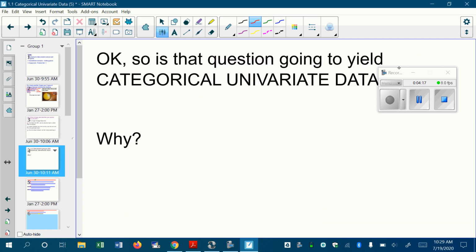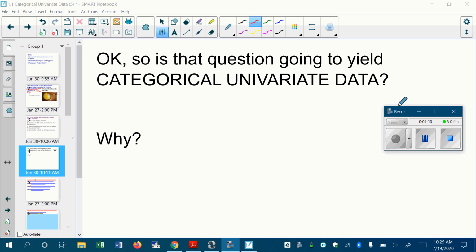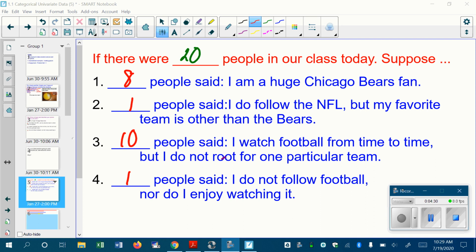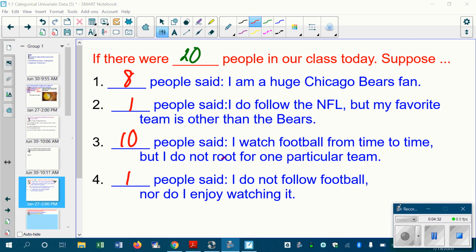Okay, so why does this lead to categorical univariate data? I actually kind of already blew that, I told you. It's because there's four categories, right? Forcing you to pick one of them. And this is the data from the last time I taught this class in person. There were 20 people in the room on that day.